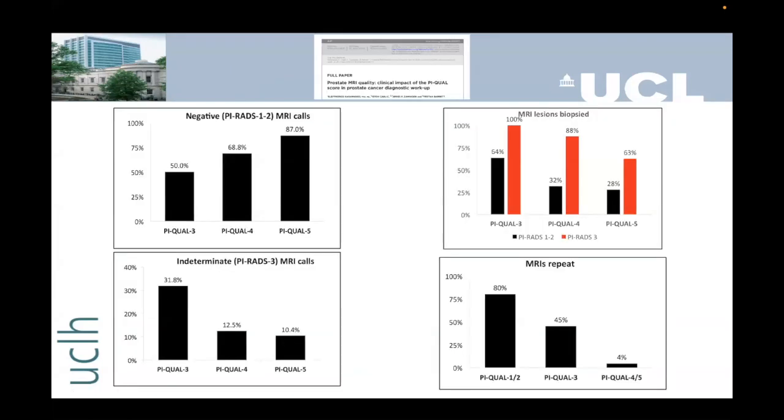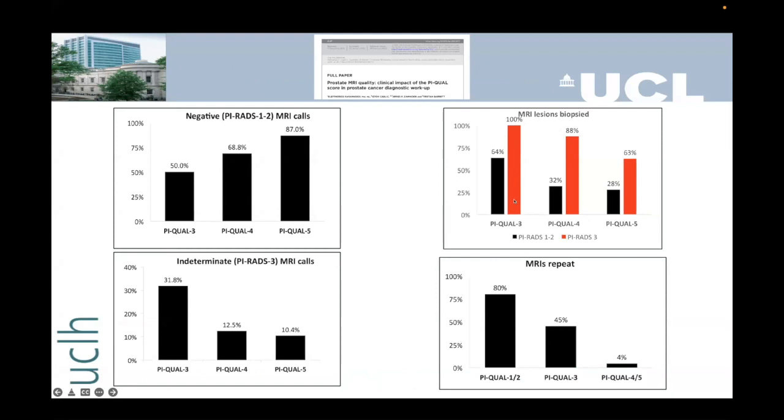In terms of the literature that we have, there is a very interesting paper from the group from Cambridge. Basically, they assess the clinical impact of PI-QUAL, and you can see here that if you have a higher PI-QUAL score, you will have a higher rate of negative MRI calls. In terms of indeterminate calls, PI-RADS 3, if you have a good quality MR, you will have an inferior number of indeterminate MR calls. And this actually is reflected also in the number of MR lesions biopsied.